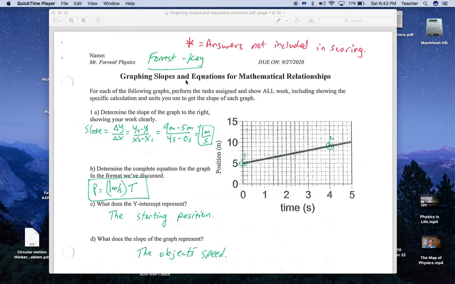This is a quick screencast solution of the graphing slopes and equations for mathematical relationships. The things that are done here are things you should expect to be able to do on the quiz that you're going to have for your first quiz and pretty much throughout the year. So I've gone over how to calculate slope in one of my other lectures, videos that I've made. It's certainly something you should have had in math, but I just want to go over it here.